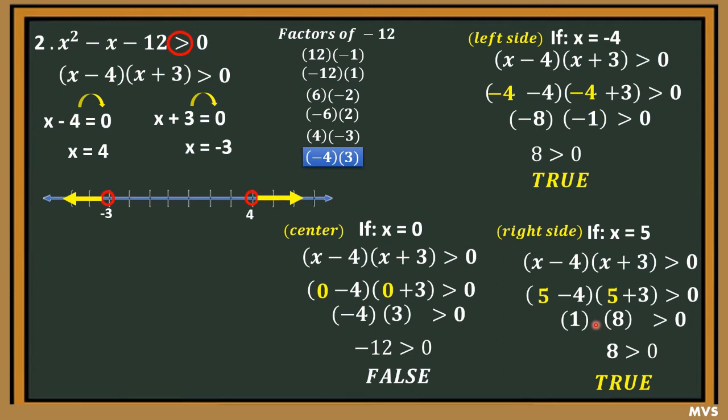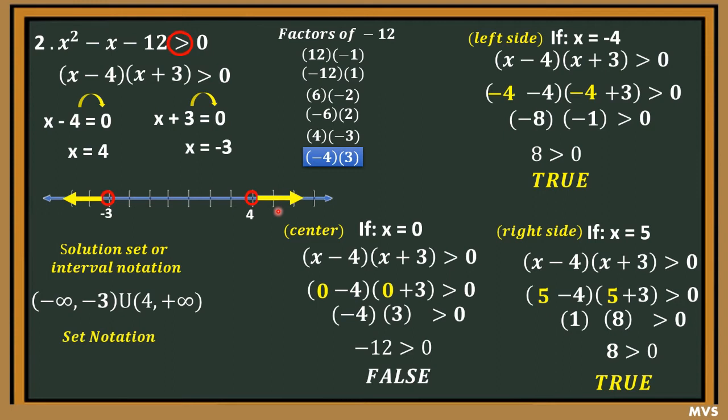Let's go to the solution set or interval notation. Since we used here hollow dot, therefore we're going to use parentheses. And arrows on both sides means this is -infinity and this is +infinity. Automatically, we will use parentheses. So the solution set is -infinity to -3. Union, +4 to +infinity.